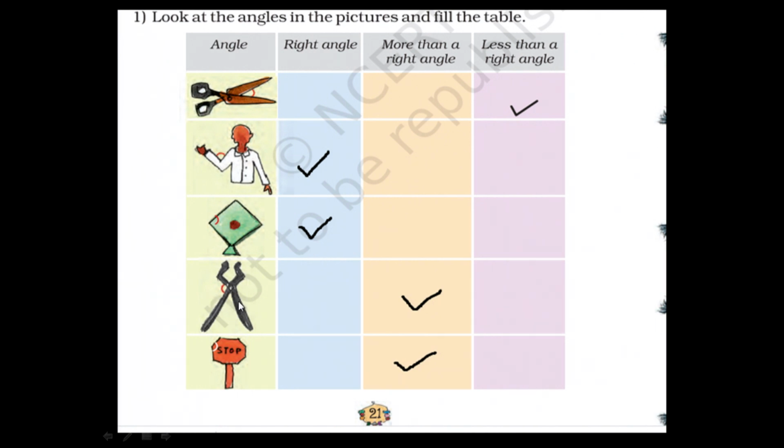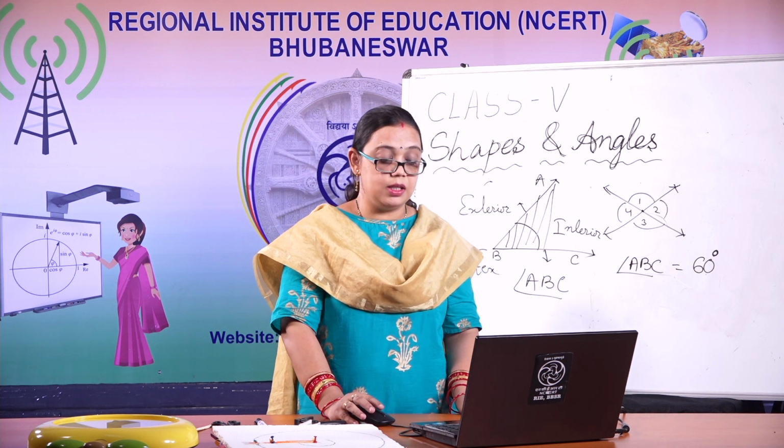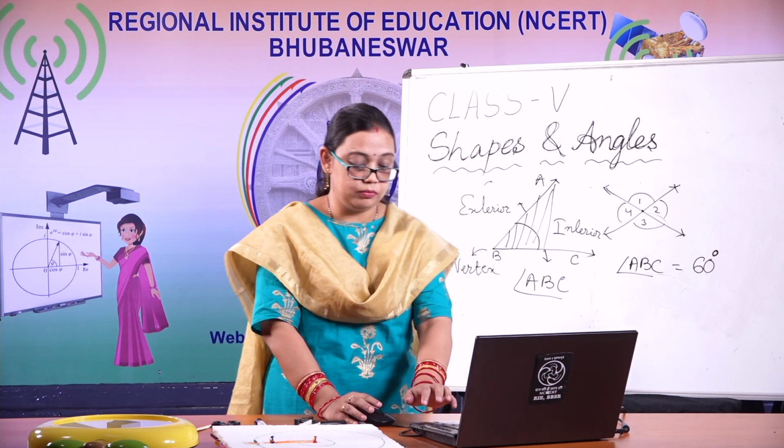Now this instrument you must have seen your mother using in the kitchen. So what type of angle is formed here? This is more than a right angle. What type of angle is it? It is an obtuse angle. This one you must have seen on the road. This is a signboard, and what type of angle is this? This is more than a right angle. So this is an obtuse angle.